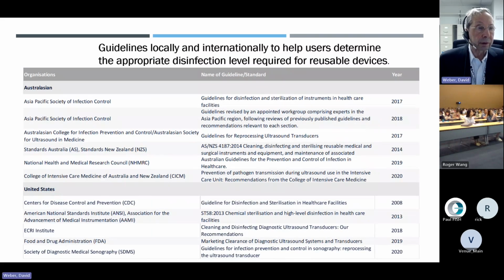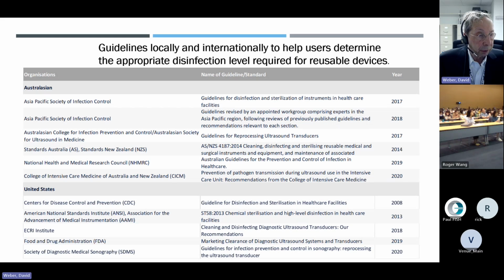Well, here's just a list of guidelines, local and international, to help users determine the appropriate disinfection level required for reusable devices. And clearly, I'm not going to have time to review each of these guidelines, but they're listed for you to look at at your convenience. For Asia-Pacific, particularly the APSIC, Asia Pacific Society of Infection Control, is very useful. But you can see here there are a number of other guidelines in the Asia-Pacific region.